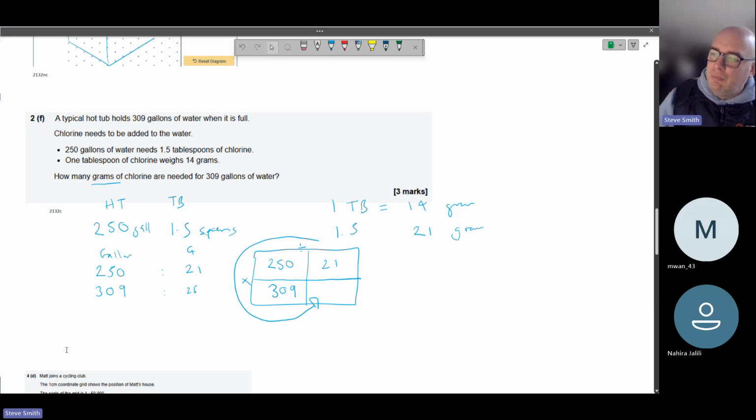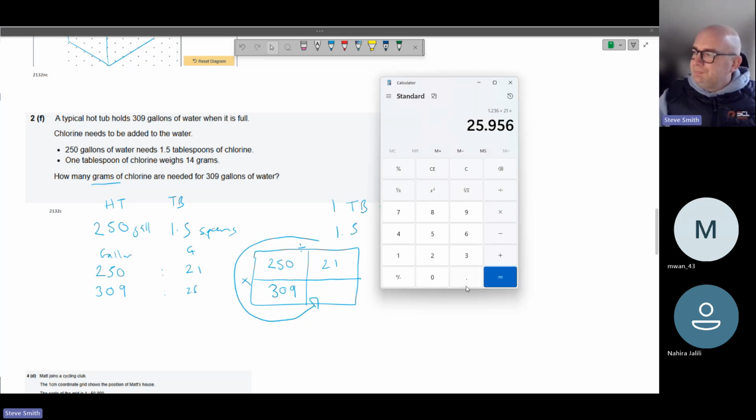So instead of looking at the relationship between that way or that way, we put it in our calculator as one go. 21 divided by 250 times by 309. And it's that number again. So we've done it three different ways, and we've got the same number each time.